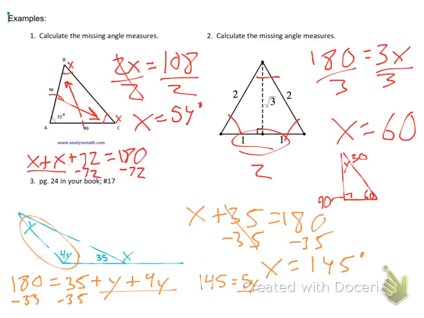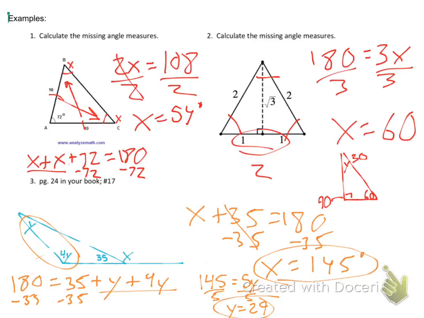And what happens when I divide both sides by 5? Y is? Someone's got to have a calculator if they can't figure it out in their head. 29. Does that answer our question? X is 145, Y is 29. Yes.